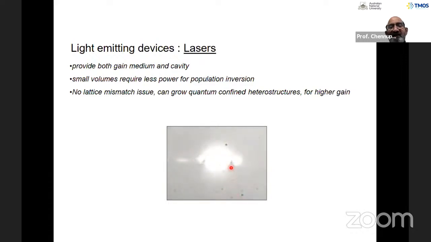nanowire. Of course, you have to choose the right kind of nanowire, and essentially these nanowires are acting like waveguides because these nanowires have a high refractive index of 3.4 or so. The surrounding medium has a refractive index of 1. That means light tries to stay in the high refractive index medium. And so in the process, light propagates through these nanowires.